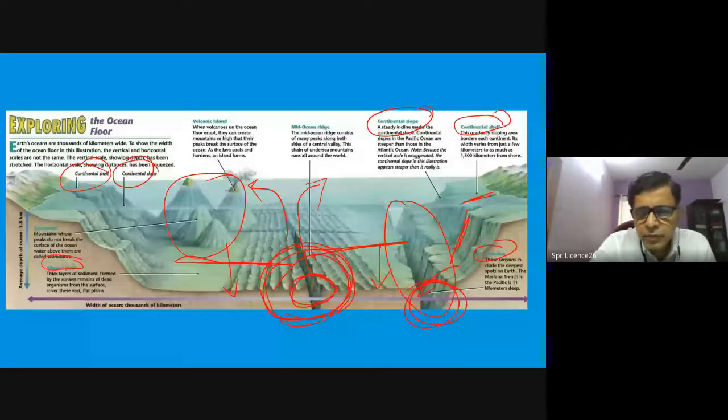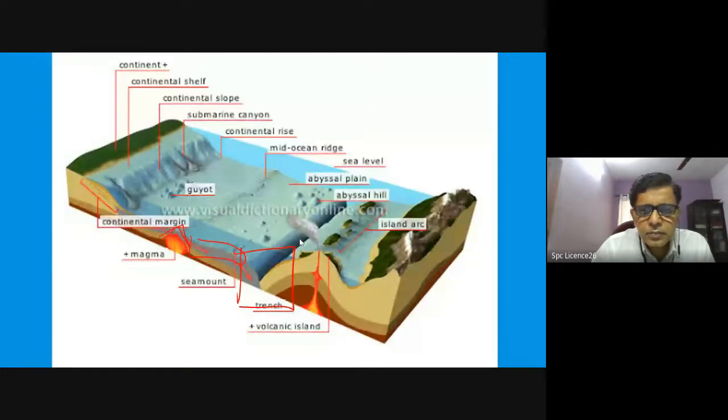They may look similar, but the difference is that at a trench the plate is going down, and at a ridge volcanic material is being pushed up from below.